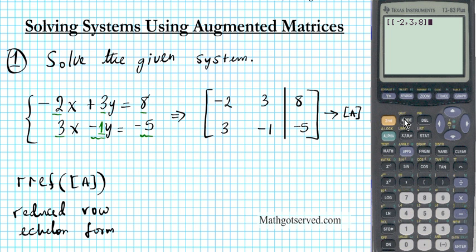So I need to open the second row with another open bracket, and then I'm going to enter 3 separated by comma, -1, another comma, and then -5, and then I'm going to close the second row. I just closed the second row. Now I need to close the entire matrix.